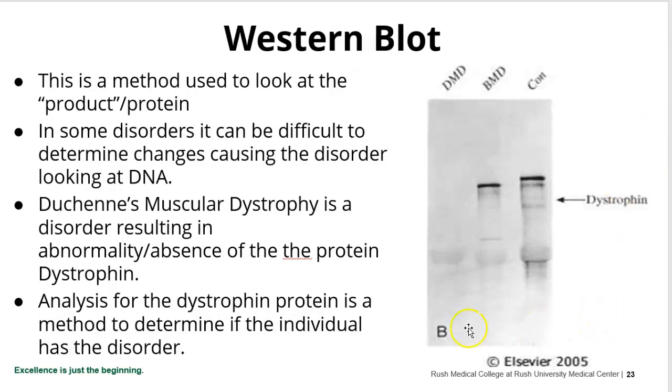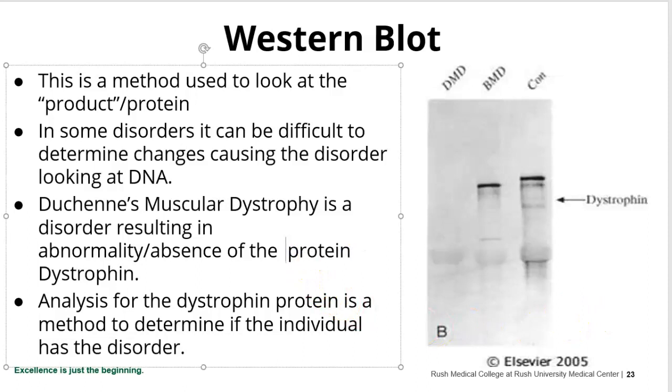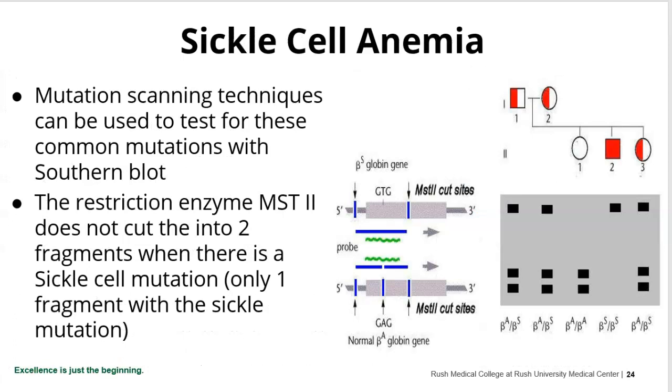So we would use this, separate the protein on a gel and see how far it migrated. This is normal dystrophin. This is a control individual. Becker's has a protein, but smaller. So you can see that you get a protein, but it's a little bit smaller. But in Duchenne's, you don't get any protein. So there's just nothing there. So Becker's has a protein, but it's a little bit smaller than it should be.